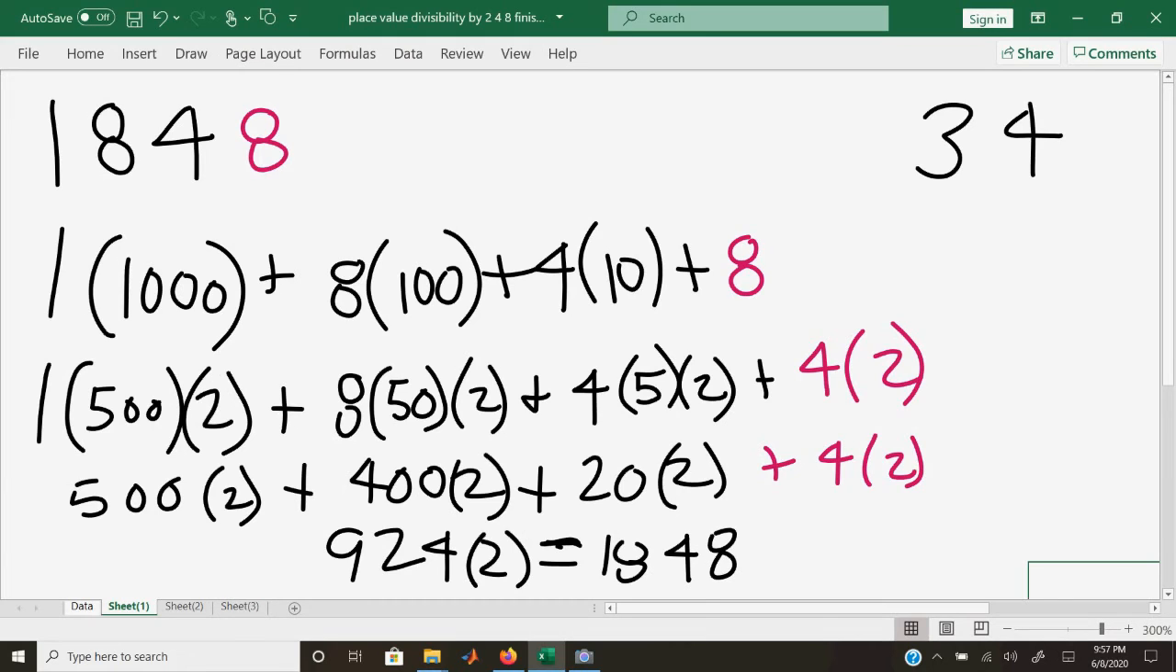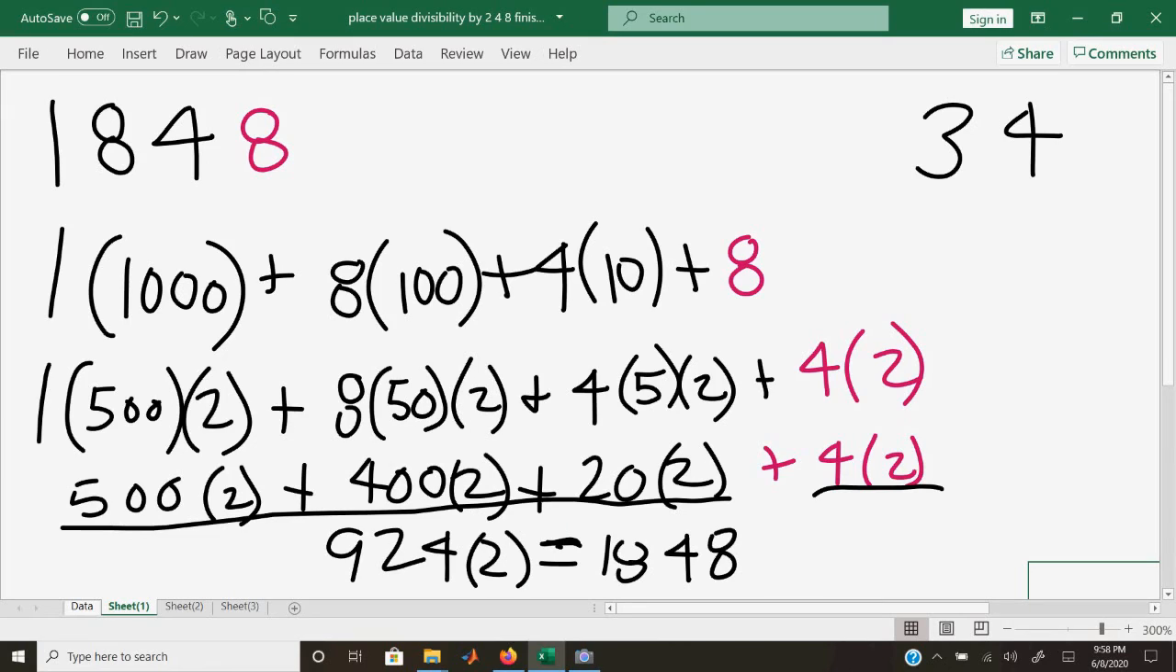But the important thing is I can see that really all I need to look at is the last number, because I know all of the other numbers are going to be divisible by 2. The 1,000 has to be divisible by 2, so the thousands place doesn't really matter. 100 has to be divisible by 2, so the hundreds place doesn't really matter. 10 has to be divisible by 2, so the tens place doesn't really matter. I really just look at the last digit, because every other part of the number is divisible by 2.